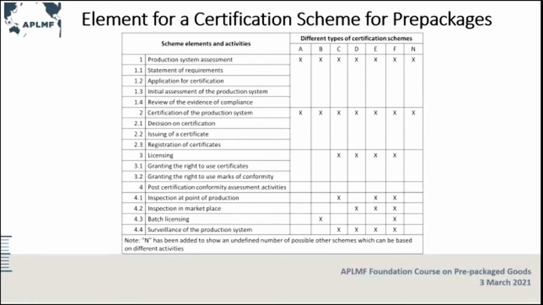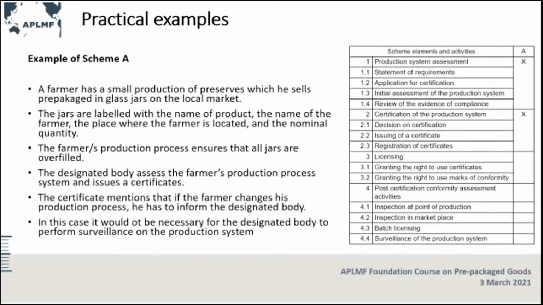And for the complete certification scheme, we can see scheme F. It covers all the activities of the certification scheme for prepackages: from production system assessment, certification, granting, and also post activities. This covers all the activities of the certificate. So this is the sixth scheme of the certification schemes for prepackages. So we will see a practical example of each scheme.